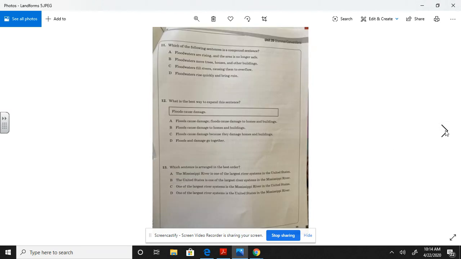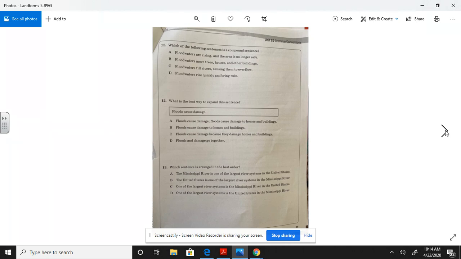Number 11, which of the following sentences is a compound sentence? It puts two sentences together into one sentence. Number 11 is A. Number 12, what is the best way to expand this sentence? That means to make it bigger, longer.